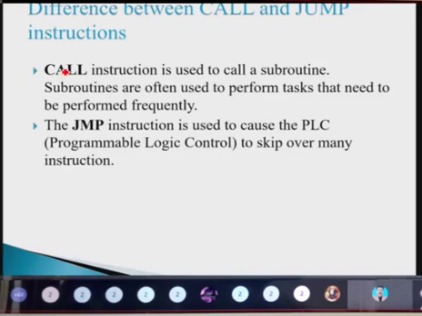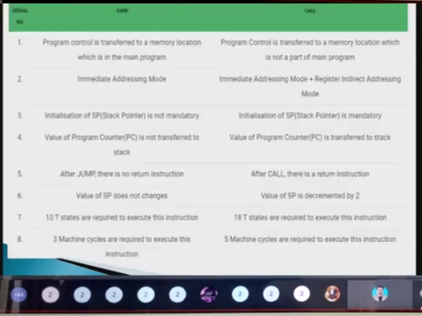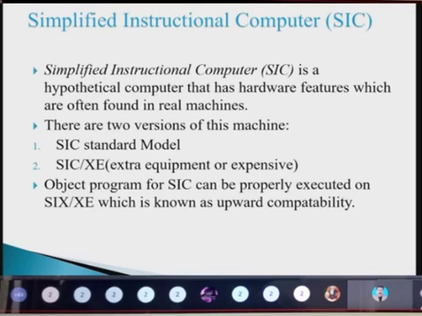So what is the difference between the call and jump instruction? Call instruction is used to call a subroutine. Subroutines are often used to perform the task that we need to be performed frequently. JMP instruction is used to cause a PLC, that is a programmable logic controller, to skip over many instructions. So the difference here, SIC is nothing but simplified instruction computer. SIC, it's extra equipment that will be added.